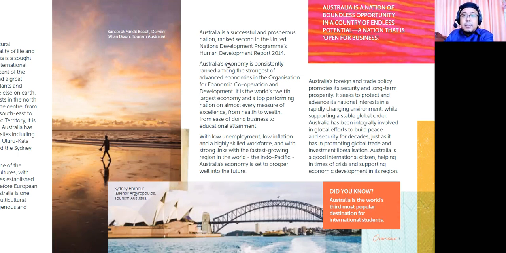Australia is a successful and prosperous nation, ranked second in the United Nations Development Programme's Human Development Report 2014. Australia's economy is consistently ranked among the strongest of advanced economies in the Organization for Economic Cooperation and Development. It is the world's 12th largest economy and a top performing nation on almost every measure of excellence, from health to wealth, from ease of doing business to educational attainment. With low unemployment, low inflation, and a highly skilled workforce, and with a strong link with the fastest growing region in the world, the Indo-Pacific, Australia's economy is set to prosper well into the future.